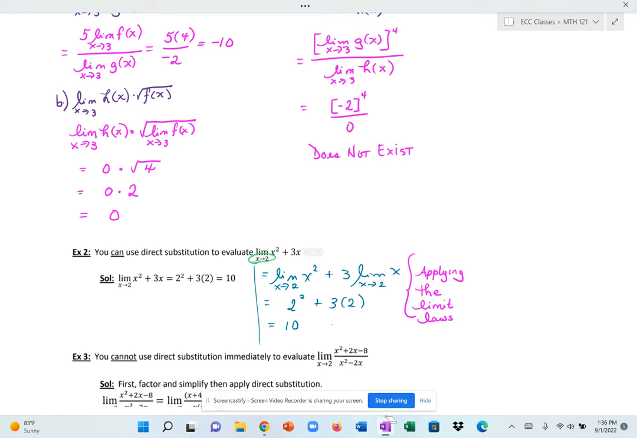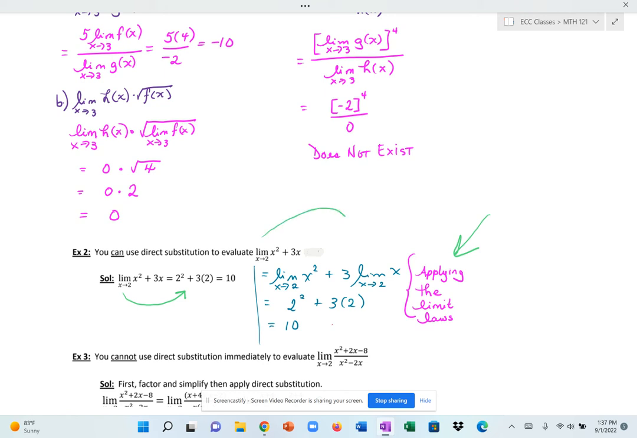x squared plus 3x is a quadratic function. It's a polynomial function, so the domain is all real numbers. So you can certainly evaluate this limit by just plugging directly into your function, and I get 2 squared plus 3 times 2, which gives me a value of 10. If I apply the limit laws like I did here on the right, I get the same result. I'm just going to break it down into more steps.